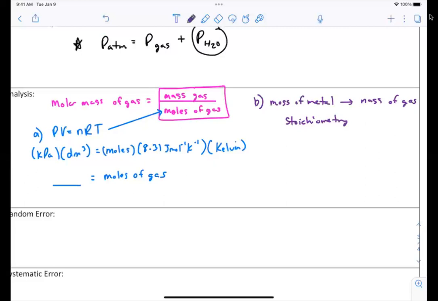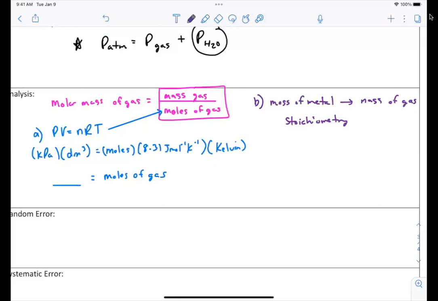Questions about how I got those two values? Yes, Christoph. Well, it will be the pressure of the gas. So if the experiment doesn't tell you what the vapor pressure is, then that is the same. Yes. But if they tell you the vapor pressure, you need to subtract that from the atmospheric pressure to get the gas pressure.